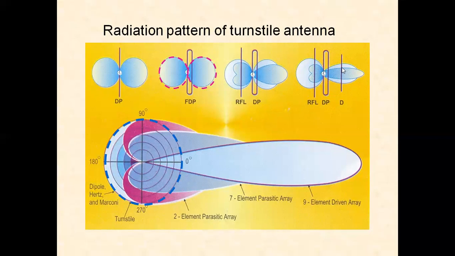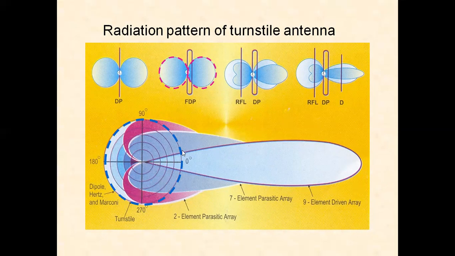So one antenna, if you take one antenna like this, it produces a figure of 8 pattern. If another antenna is like this, it produces a figure of 8 pattern. So we are getting the turnstile radiation pattern. In this diagram, all the radiation patterns are shown. This is the Hertzian dipole. Its radiation pattern is like this. And this is a Yagi antenna. The radiation pattern is like this.